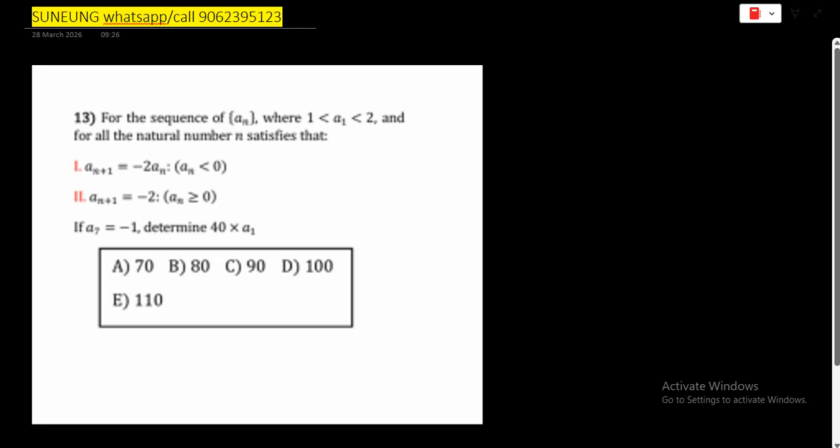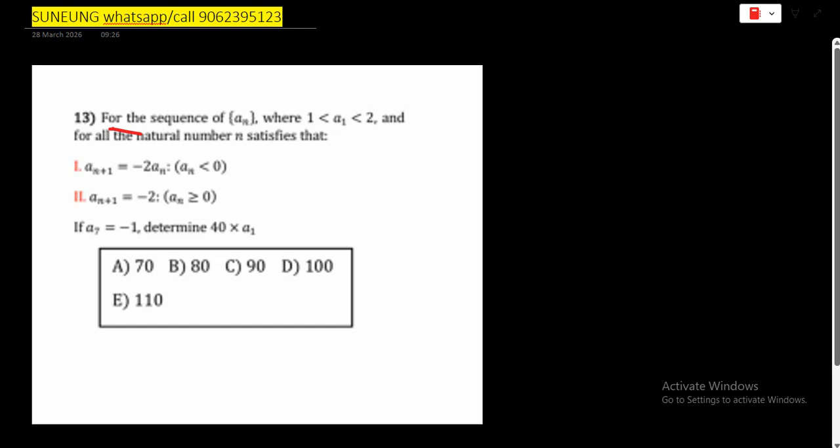Now, this is a question from the SUNEUNG Examination, or the CSAT. For those who don't know, the SUNEUNG is South Korea's national examination. It is the final boss of high school. You can say that. Okay, so first come to the question.